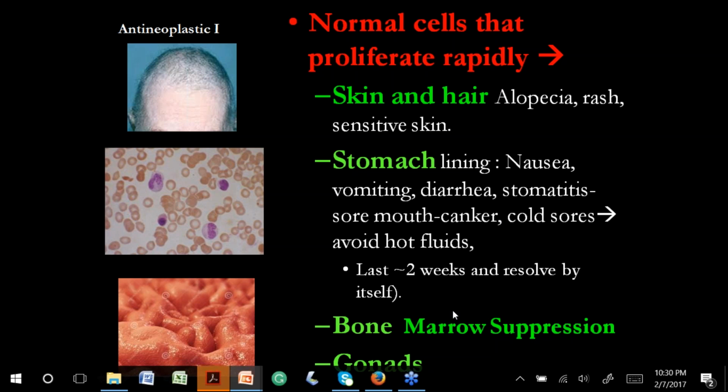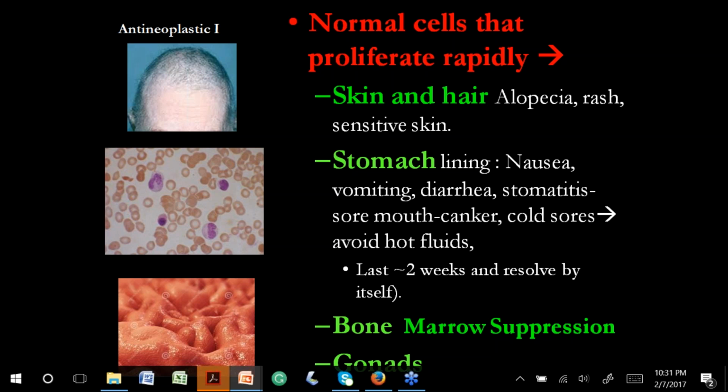And bone marrow suppression, BMS. They are going to depress the bone marrow, bringing down the red blood cells, that is the erythropoiesis, plus bringing down the platelets, plus bringing down the white cells. If the white cells go down, that means the patient is at risk for infection.